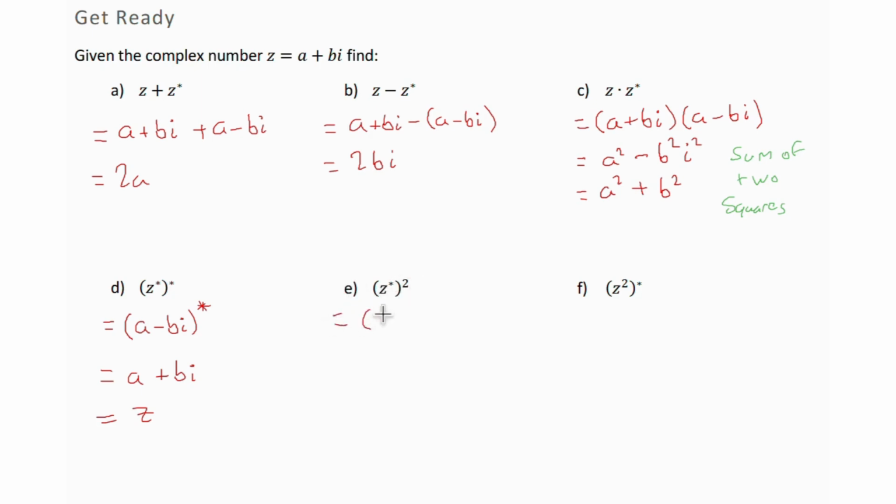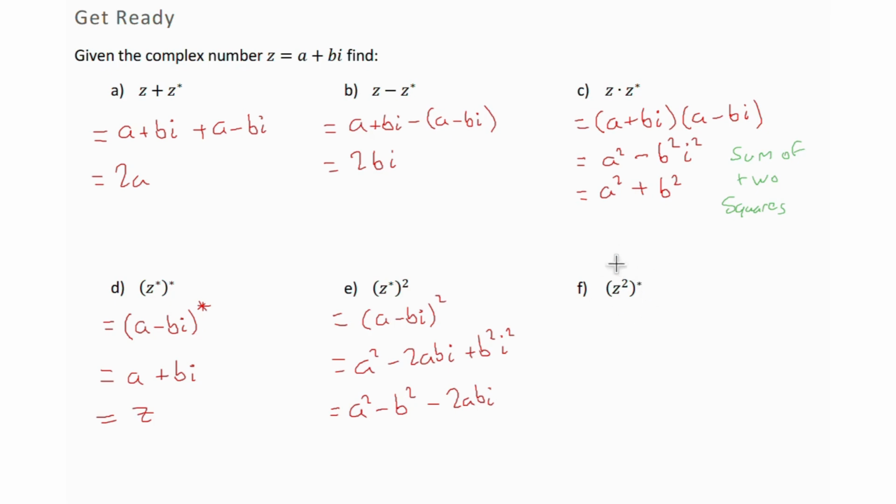The conjugate squared is a minus bi all squared, because that's the conjugate squared. So a squared, and then expanding this, we're going to get minus 2abi plus b squared i squared, which is a squared. Now i squared is minus 1, so this is going to become a squared minus b squared minus 2abi. Now I rewrote it in this order just because this is the real part and this is the imaginary part.